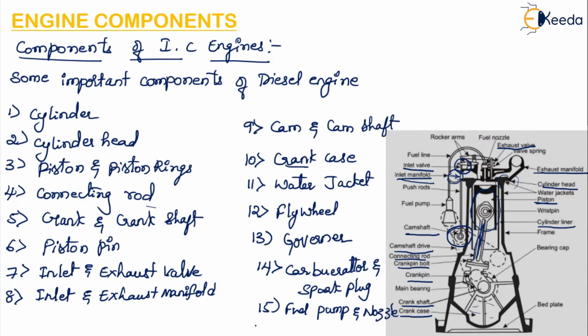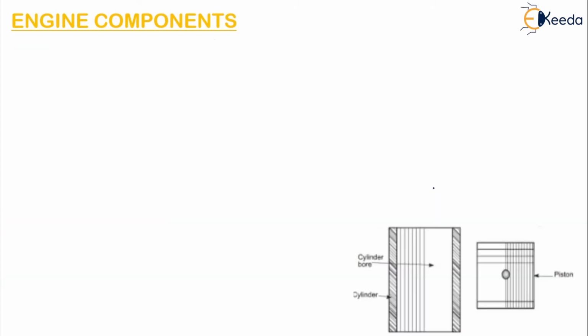So these are few components of the IC engine which are important. So here there is fuel pump and nozzle. Okay. So we will study all these components one by one. First we are going to study the cylinder. So the cylinder is the main body of the engine in which the piston reciprocates and develops power. So inside this cylinder the piston will reciprocate, that is it will move up and down.